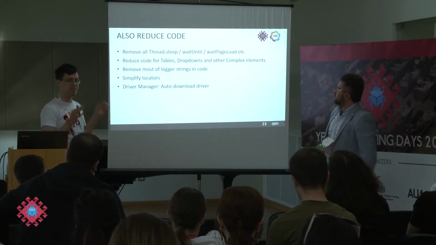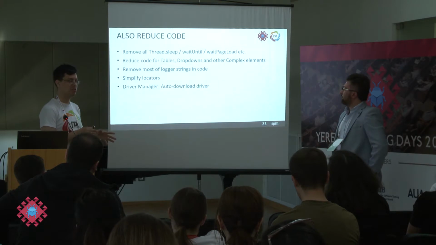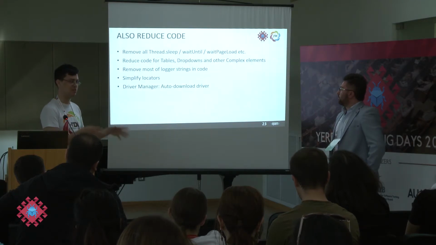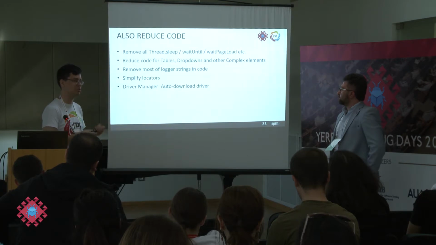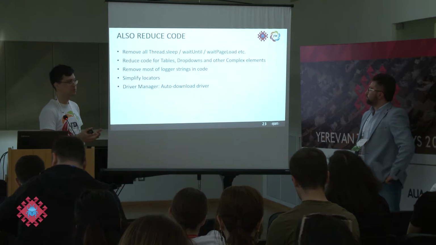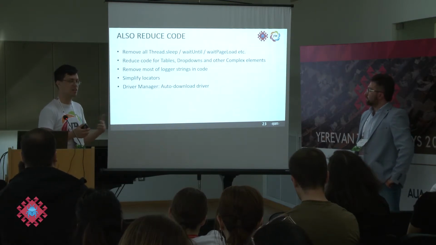Okay, so this is just one example. We have a lot of complex elements. For example, tables are much more complex and have a lot of stuff already implemented. We have drop downs, multi-selectors, and so on, that already have all the actions that you need from these elements, and this helps you to reduce the code. Another thing, you don't need to write any kind of thread sleeps, wait until, or some other code.